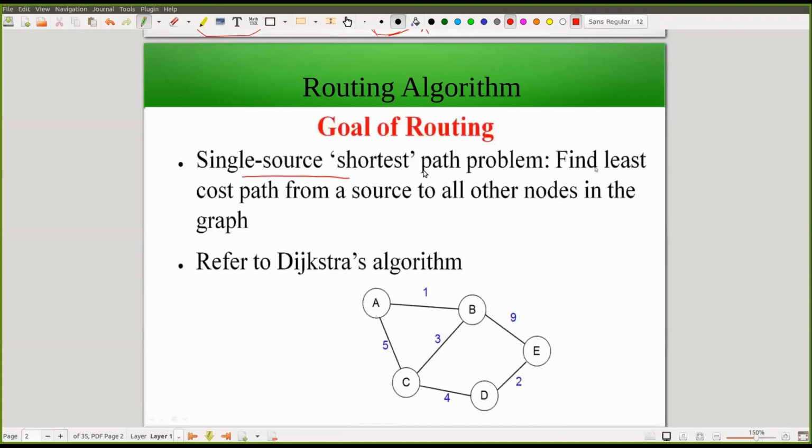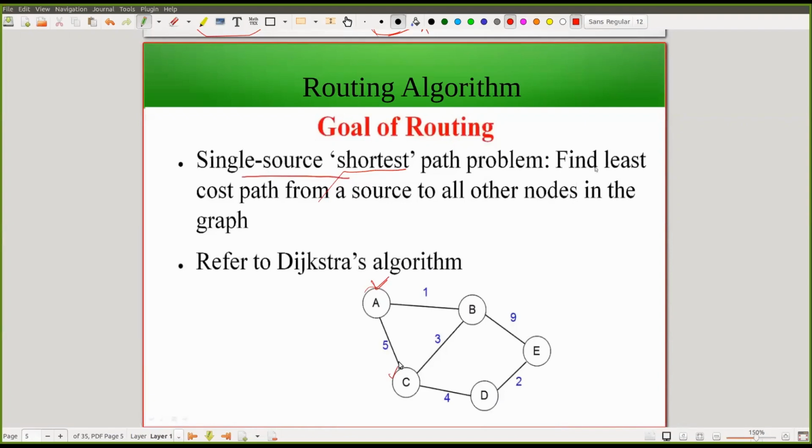But what is the basic goal? Whenever you are designing any routing algorithm, the first and foremost important goal is to decide the shortest path. Let's say, for example, in this diagram, one machine wants to send a packet to this machine, node A. These are the nodes of one graph, a graph having a number of nodes. Each node represents one host. Now, whenever I want to send a packet from this host to this host, let's say from A to C, I want to send a packet.